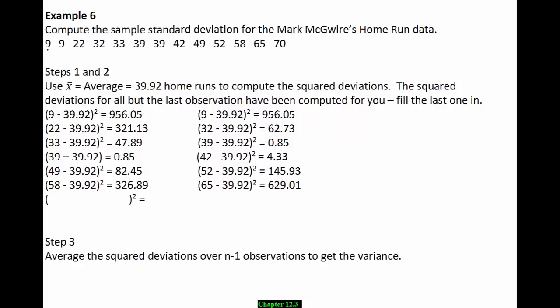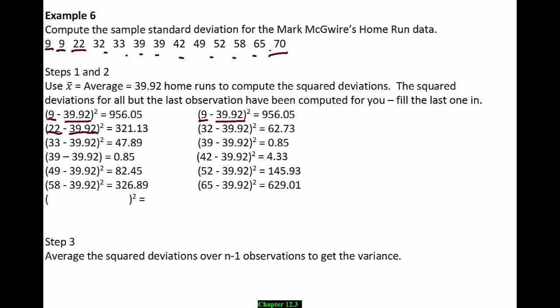So the first observation in our list is a 9. And so we're calculating our first deviation by taking 9 minus the mean. Remember from our previous calculation, the mean of that data set was 39.92. So we're just copying that number down here again. So 9 minus the mean and then square it gives you 956.05. The second observation in our list is a 9. So again, we take our second observation minus the mean and square it. The third observation is a 22. So we take 22 minus the mean and we square it. And so on and so forth until we get to our last observation.